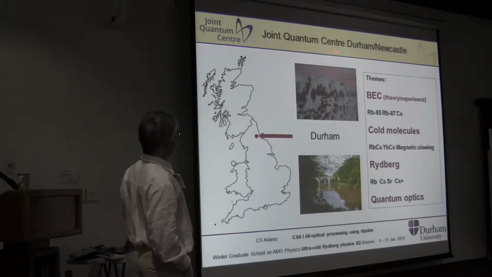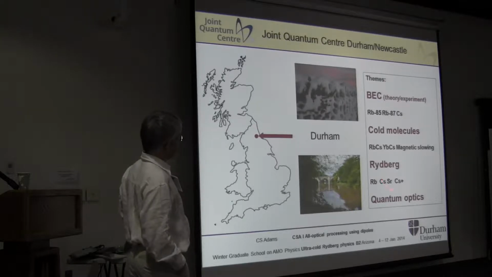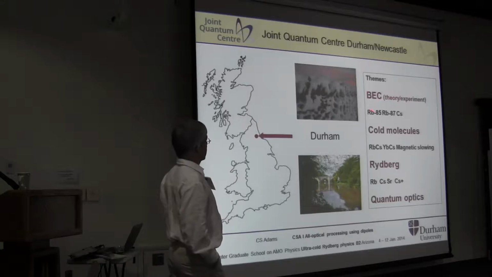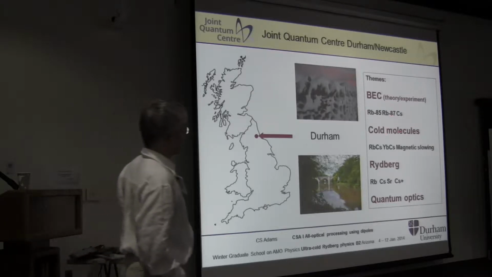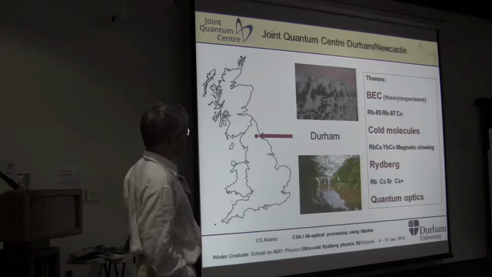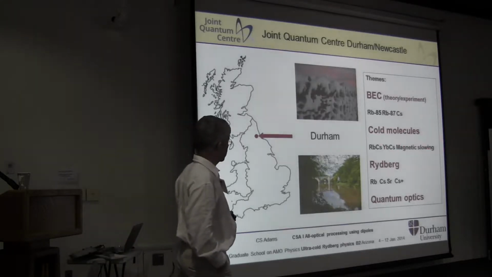So we're part of this joint quantum center that involves Durham University and Newcastle. And we have a lot of activity in atomic AMO Physics. So a lot of BEC stuff. We have 3 different species of BEC, and there'll probably be a 4th fairly soon. We have a lot of activity on cold molecules, both here in the experiment with mixtures. So putting together rubidium cesium, ytterbium cesium, and we do magnetic slowing as well.